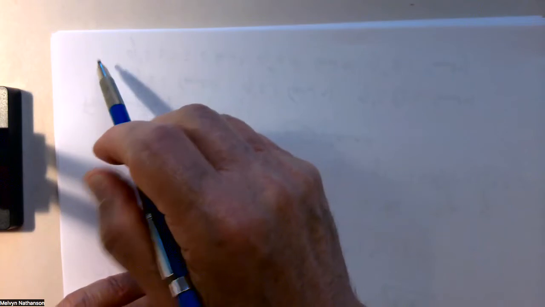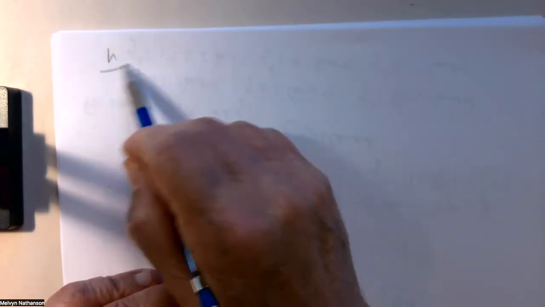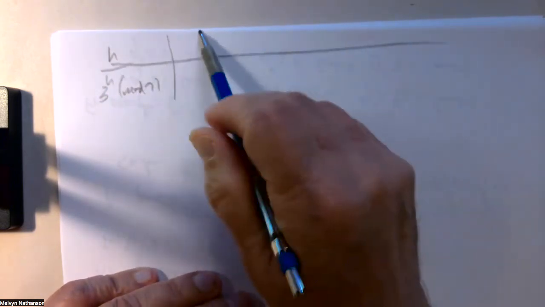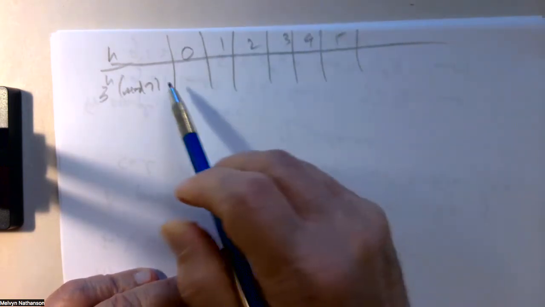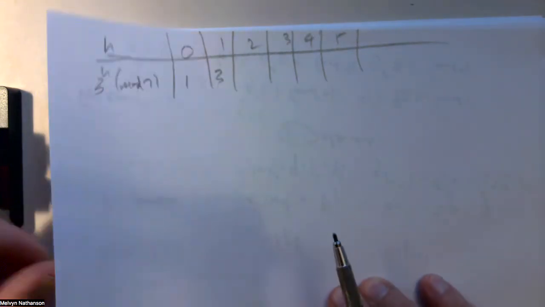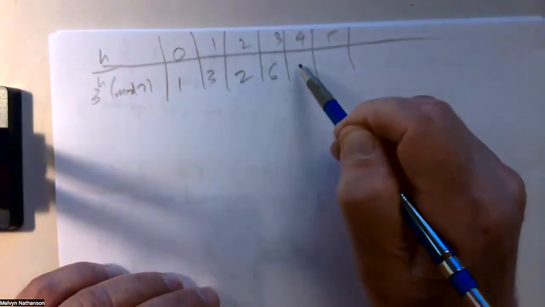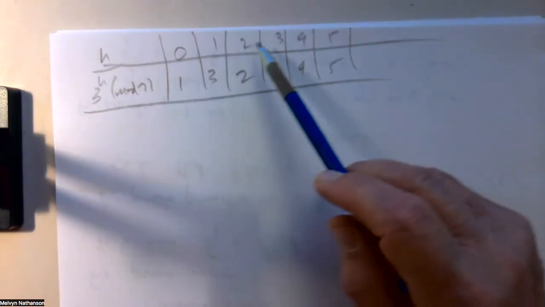So let me just make a little table of that. So we have H and 3 to the H mod 7, for H equals 0, 1, 2, 3, 4, 5. So 3 to the 0 is 1, 3, 2, 6, 4, 5. So in this table, I have for each exponent H, 3 to the H mod 7.